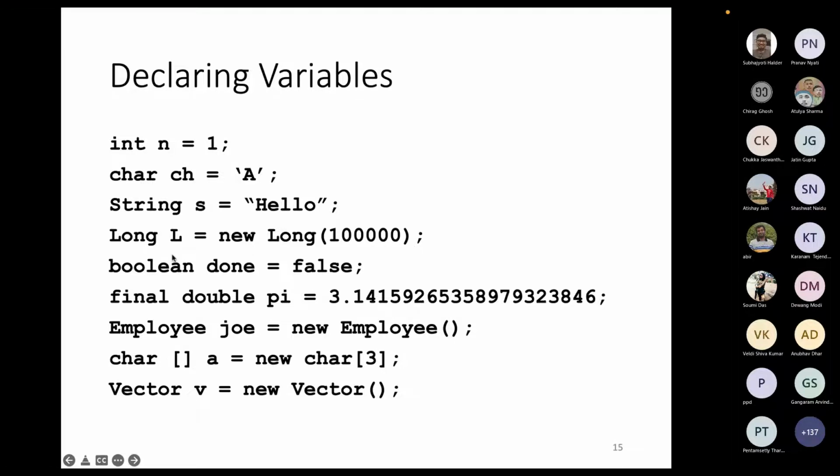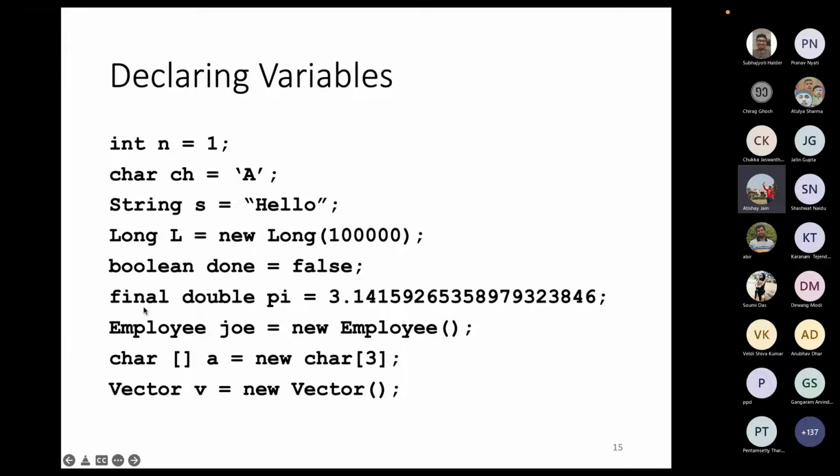So what you are doing here is creating a reference for an object of type Long, and then you are allocating memory for the same. A crucial thing to note is that Java does not have pointers. So this is a crucial difference between C, C++ and Java, that Java does not have a pointer type.